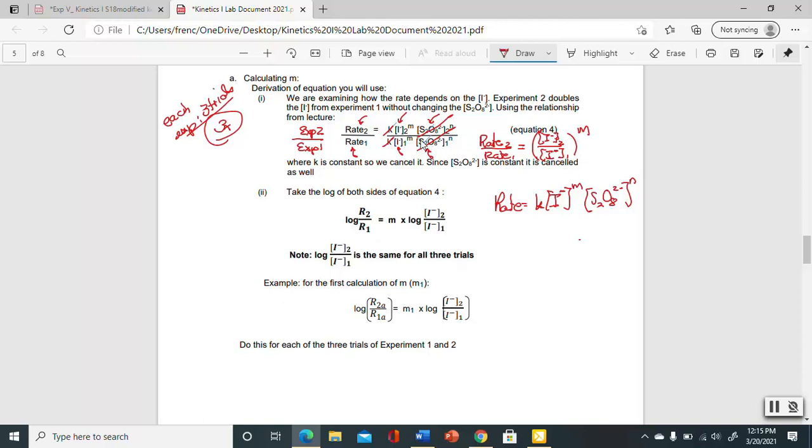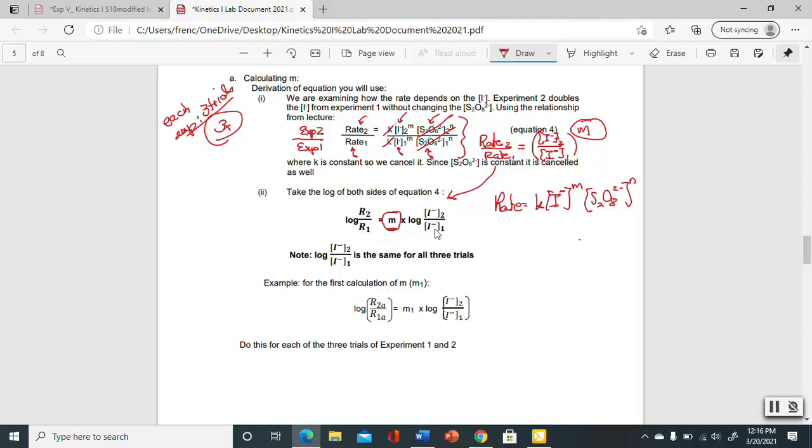But that makes M very difficult to figure out. So we took the log of both sides. The log of rate 2 over rate 1 equals M. That's why we take the log. M turns out to be a coefficient here: M times the log of the iodide concentration in experiment 2 divided by the iodide concentration in experiment 1.